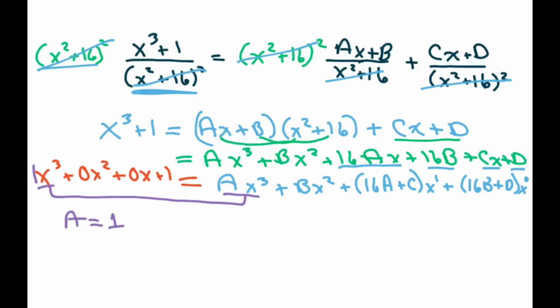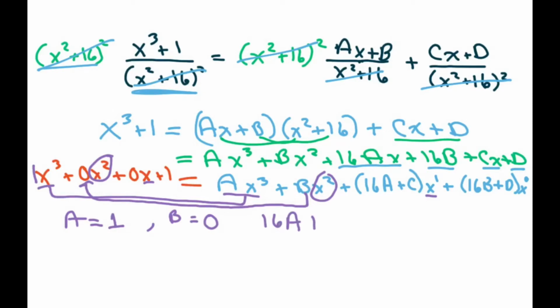Alright? For the square one, we have the b. Let's match that up. So you match the x squares up. You get b equals 0. And now we're going to match our x to the first power up. And that one's going to be 16a plus c equals 0. And then we're going to match up the 1 with this one. So we get 16b plus d equals 1.